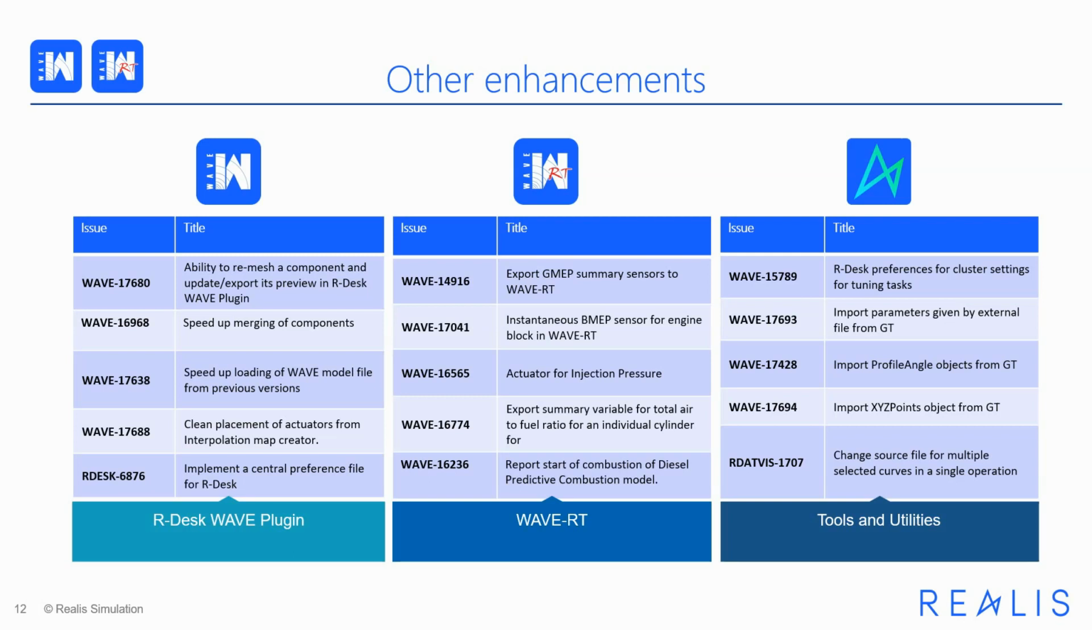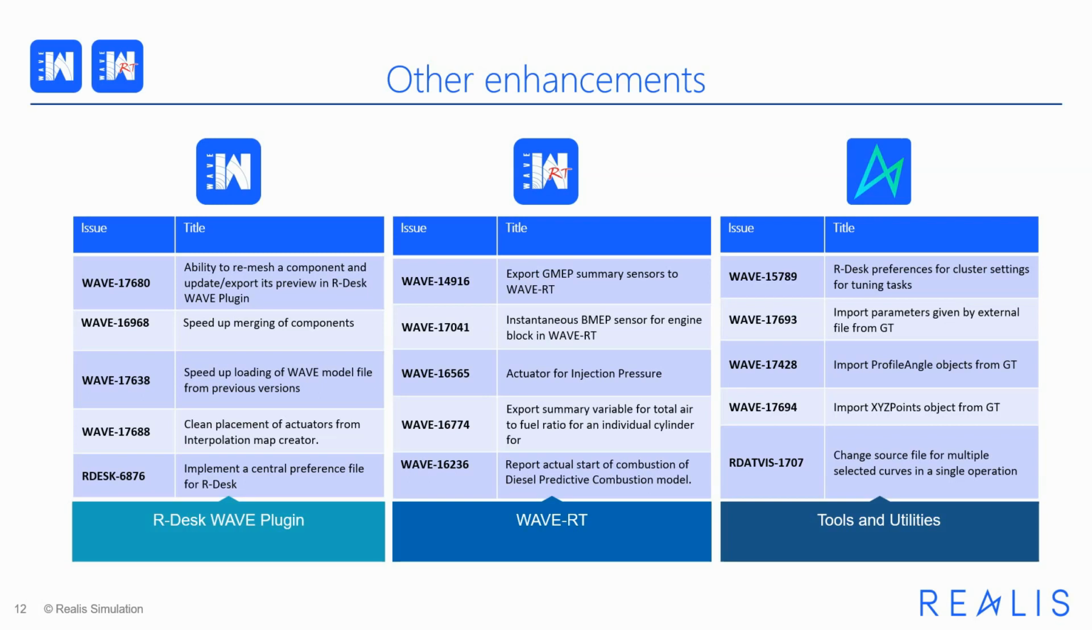In WAVE-RT, we have added support for GMEP and PMEP sensors, air-to-fuel ratio summary variable, and actuation of injection pressure. We have also adjusted reported start of combustion for the diesel predictive combustion model to handle correctly cases where pilot pulses are present, but the user is actuating them to have zero mass.